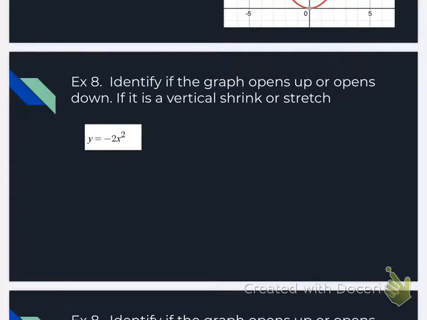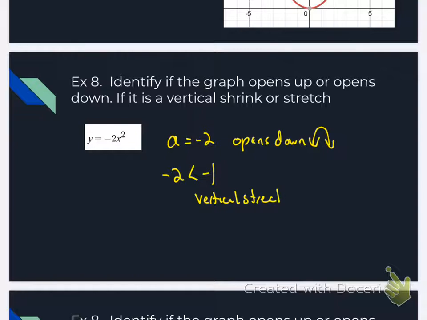Okay, now we have our first negative. So since a equals -2, it means opens down. Looks like this. And is -2 between 0 and -1? No. Let me rewrite that -2. So it is less than, technically, -1. So we see that this is a vertical stretch. So when a is less than -1, it's a vertical stretch.